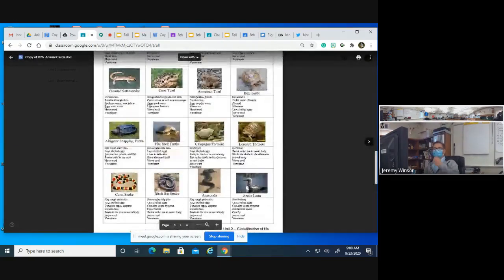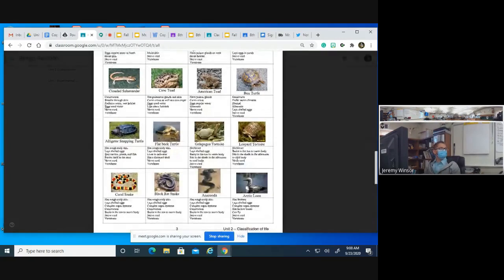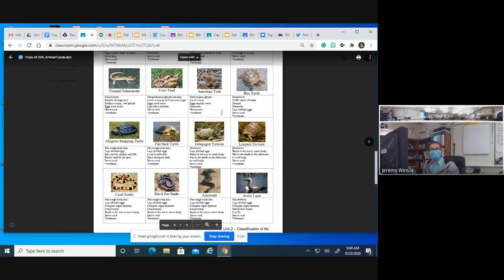You're going to take these cards, and by using your screenshot tool, you are going to organize these cards in your lab notebook.